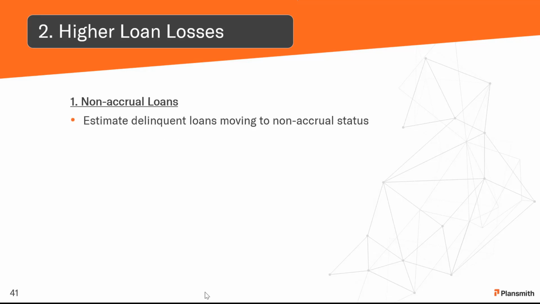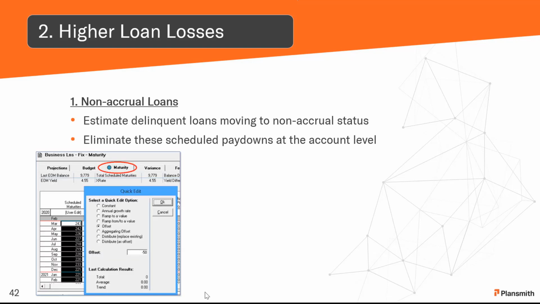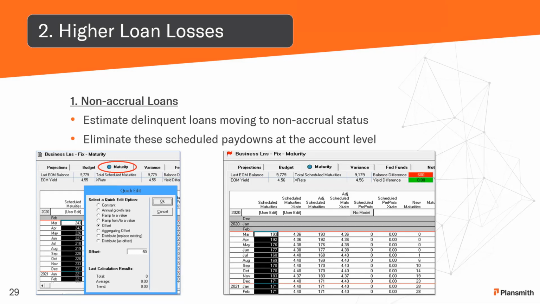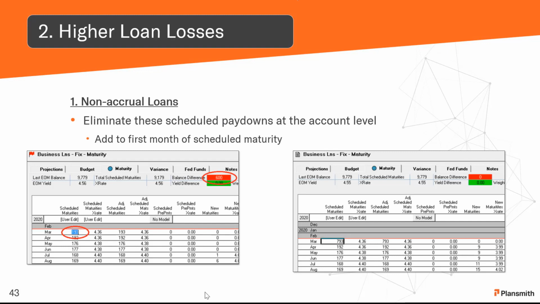For example, if you have a customer who is already delinquent in making their payments, you'll want to model the anticipation of having to move that loan to non-accrual status in your forecast. Determine the total outstanding principal balances, the monthly scheduled principal payments, the loan rates, and final maturity dates. Use a quick edit function to reduce the scheduled paydowns by the monthly payment amounts. Add that amount in the first month of the scheduled maturities column along with the loan rate.